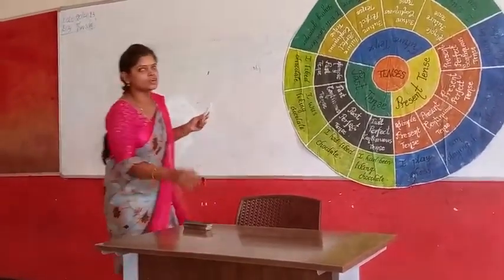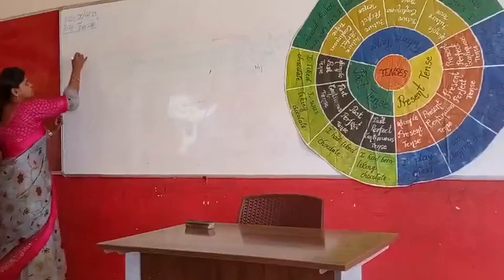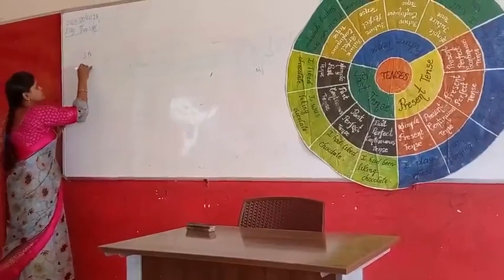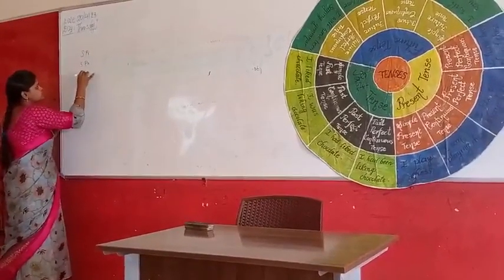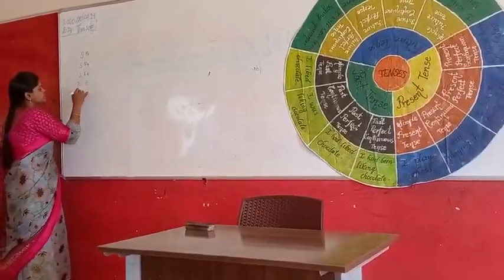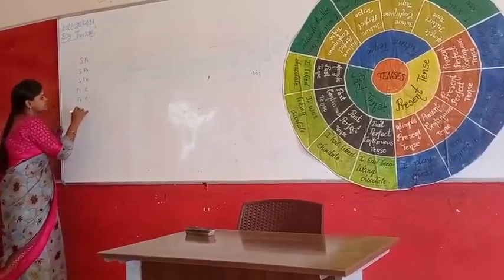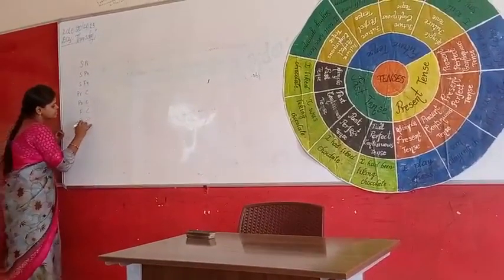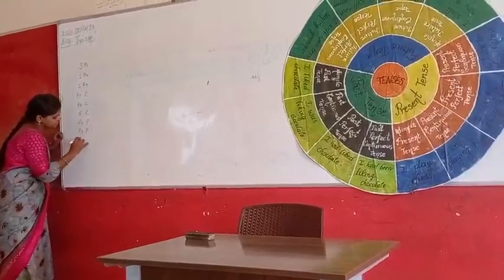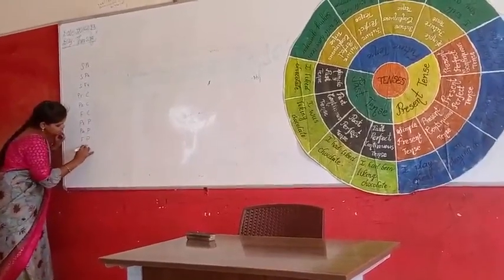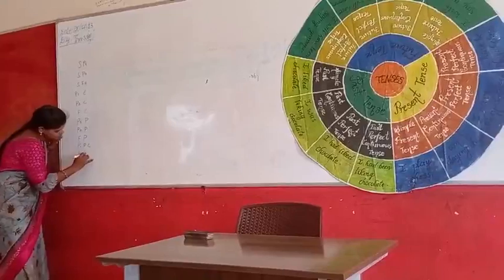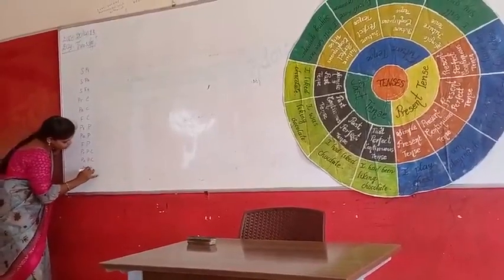I'm writing the short forms: simple present, simple past, simple future, present continuous, past continuous, future continuous, present perfect, past perfect, future perfect, present perfect continuous, past perfect continuous, future perfect continuous.